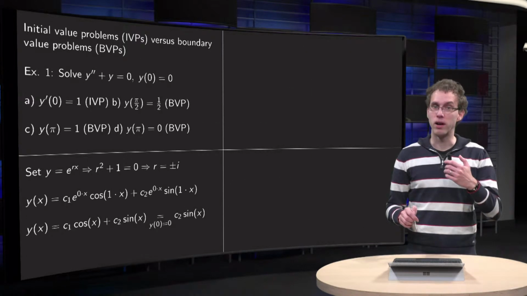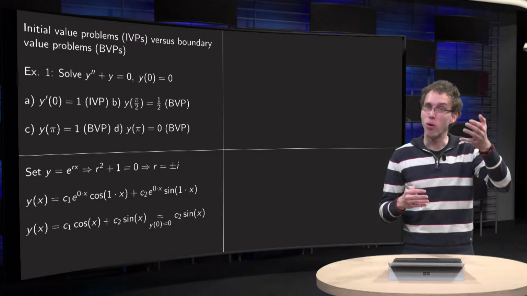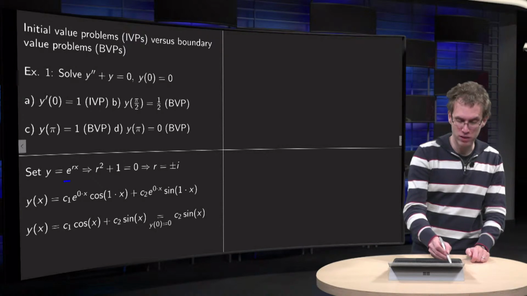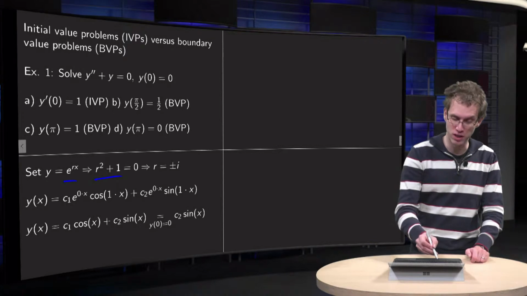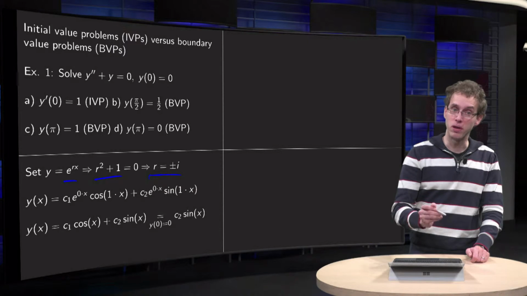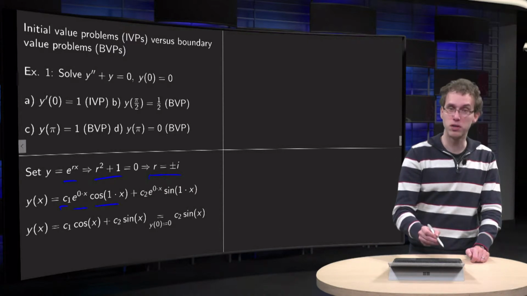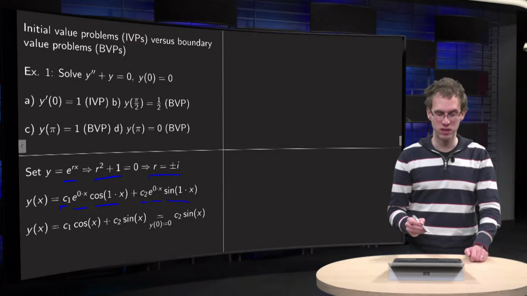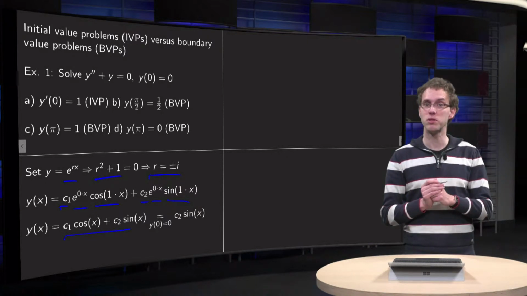So let's do the first part of the example first, because it's the same for all 4 of them. So we solve our differential equation. We set y of x equals e to the power rx. Use the characteristic equation r squared plus 1 equals 0. So r equals plus or minus i. So the general solution would be c1 times e to the power alpha x times cosine beta x plus c2 times e to the power alpha x times sine of beta x. So the general solution will be c1 times cosine x plus c2 times sine x.